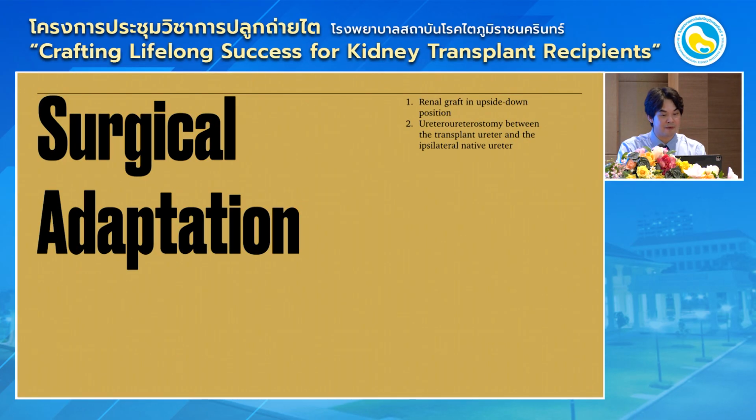So balancing contamination risk against the technical demands is a key surgical decision in this case. We adapt our approach to overcome the challenges of the hostile abdomen. One, position the renal graft in an upside down orientation to optimize the access. Two, instead of going back into the conduit, we perform the anastomosis between the transplant ureter and the ipsilateral native ureter.